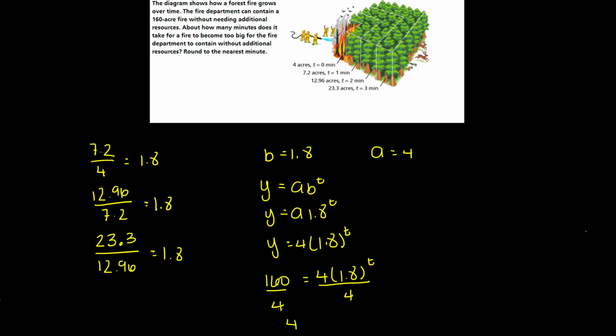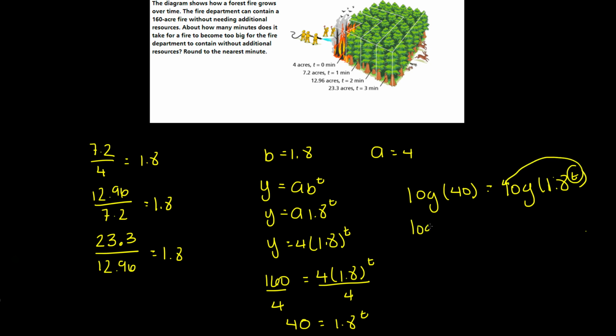4 goes into 160 40 times. That's 40 equals 1.8 to the t. Now I'm going to log both sides. So I have log of 40 equals log of 1.8 to the t. And then using the power property, move that t out. So I get log of 40 now equals t log of 1.8. Isolate t by dividing by log of 1.8.